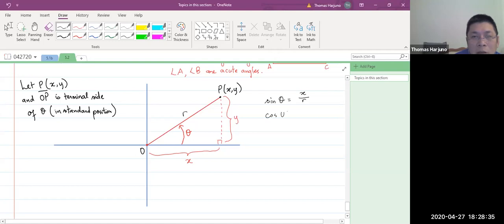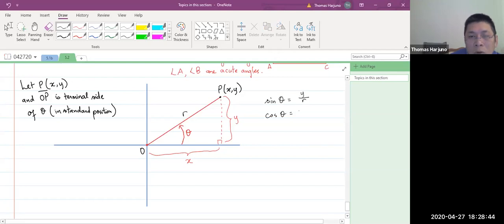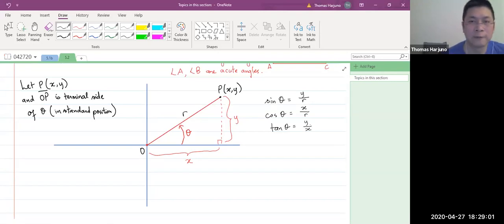Cosine theta equals to, I'm sorry, I think I wrote it wrong. Sine theta is y over r. Cosine theta is x over r. And tangent theta equals y over x. Now notice that this definition here is actually in line with the definition of the trig functions we have in a right triangle.